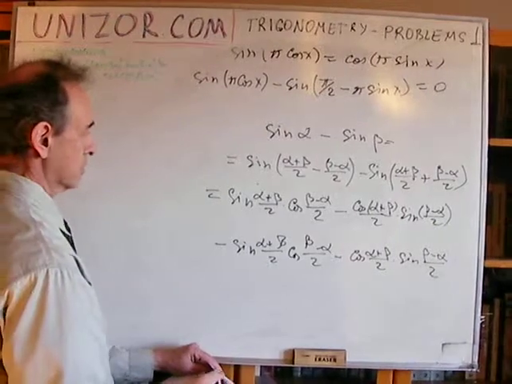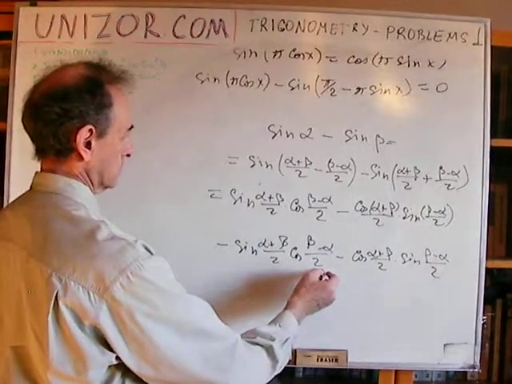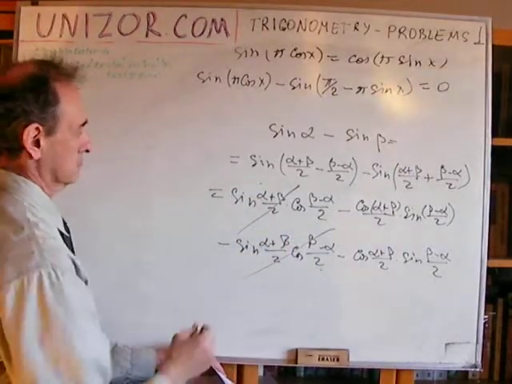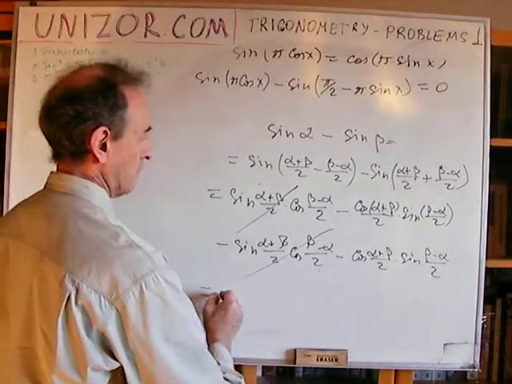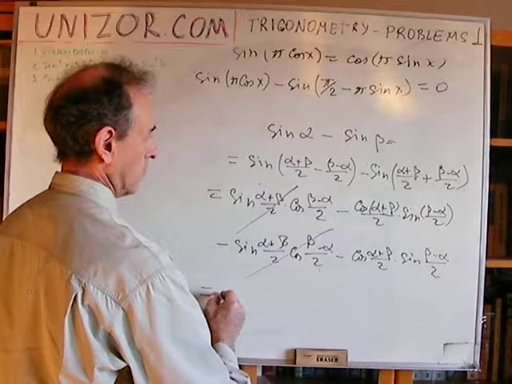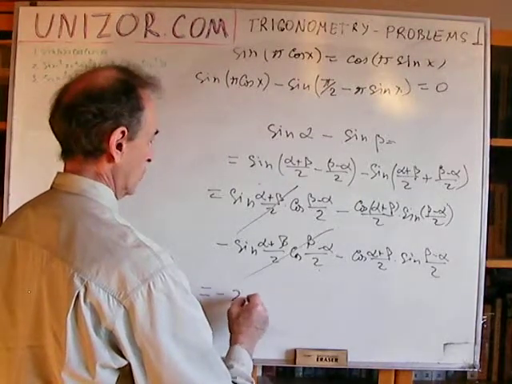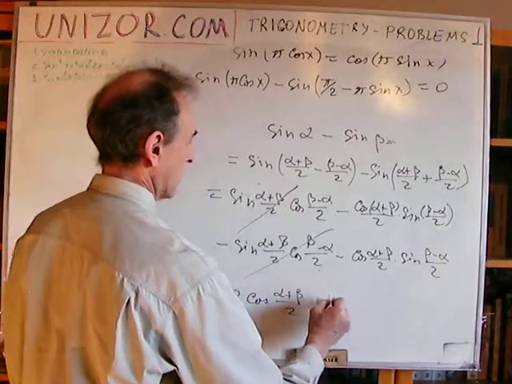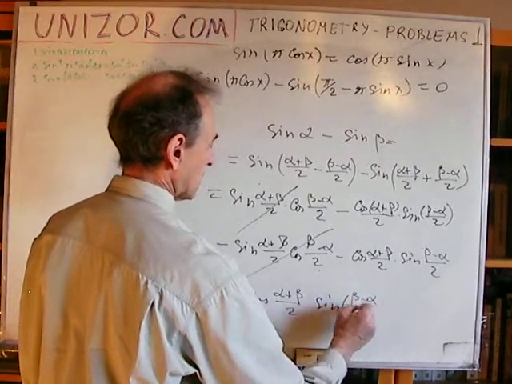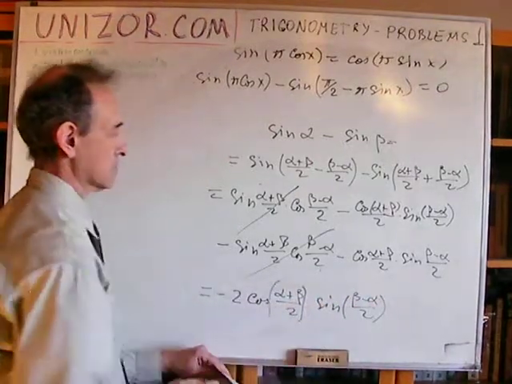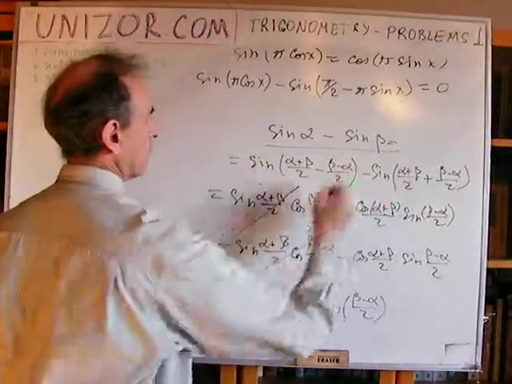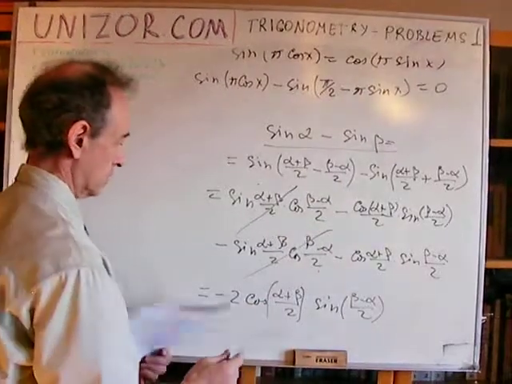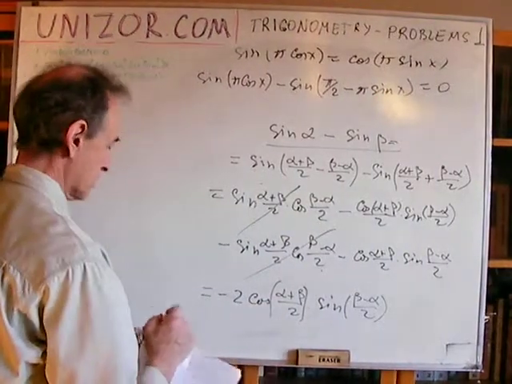So what's reduced? This one. So I will have minus 2 cosine alpha plus beta over 2 sine of beta minus alpha over 2. That's what I have, right? So that's what sine alpha minus sine beta is. This is how to convert it into a product. Okay, so let's use it in this particular case.